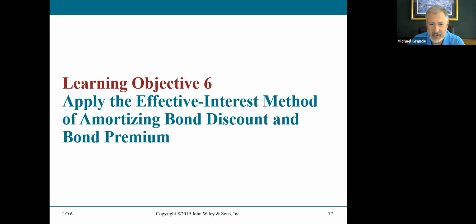So this next section here is the effective interest method for amortizing bond discount and premium, which we are not going to cover. And that's all we have for Chapter 10, reporting and analyzing liabilities. Thank you.